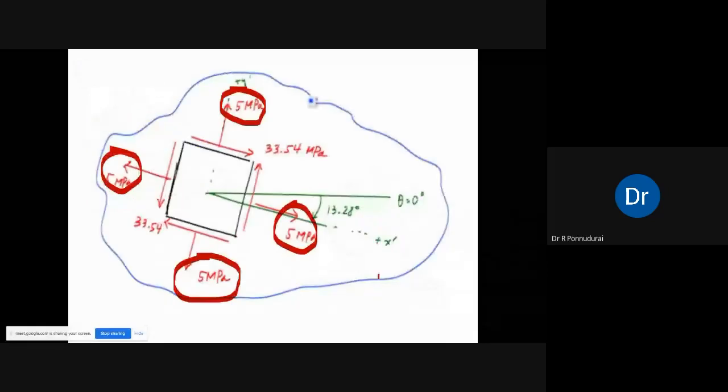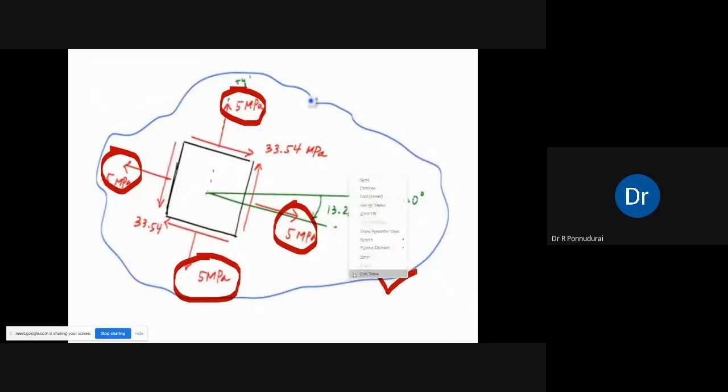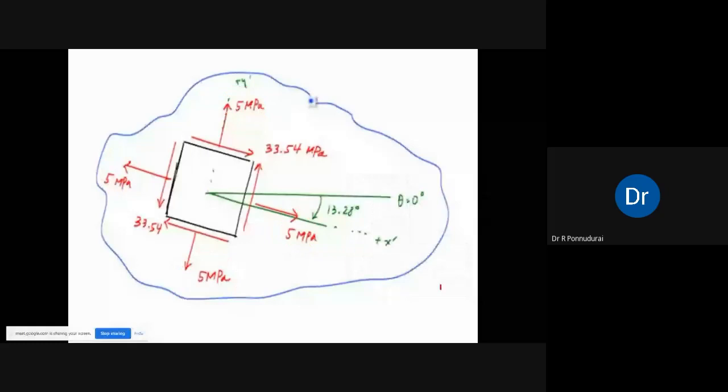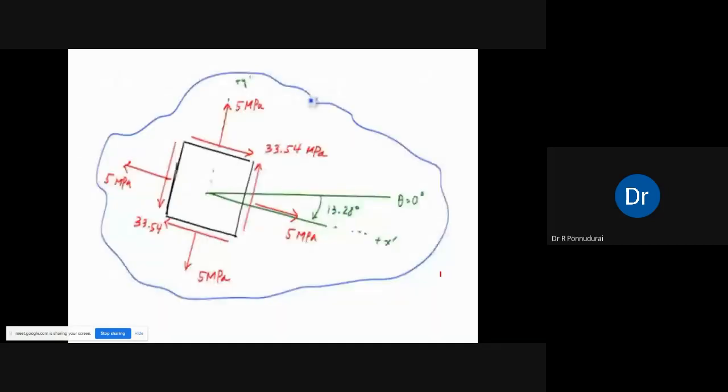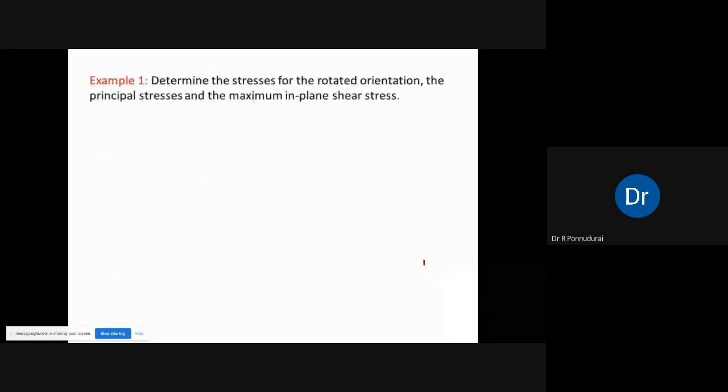So this is how you have to present the element state after rotation. It is regarding maximum shear stress. The earlier version was the principal stress state. This is the shear stress state. Okay. Shall we go ahead? A little bit fast, I will go by fast.